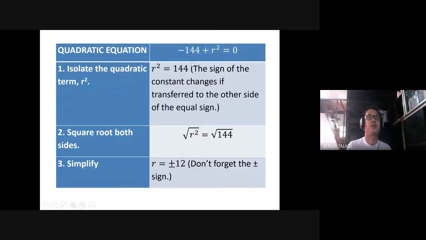Now, the next example is negative 144 plus r squared is equal to 0. Still isolate the quadratic term r squared. So you are going to transpose negative 144 to the right side, changing the sign from negative to positive. Then next, get the square root of both sides. The square root of r squared is r. The square root of 144 is positive 12 and negative 12.